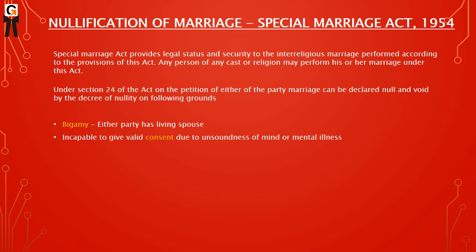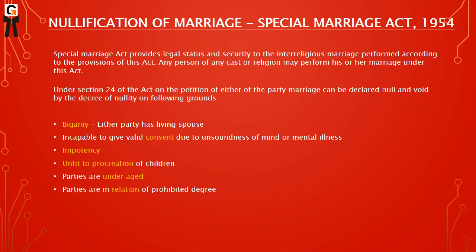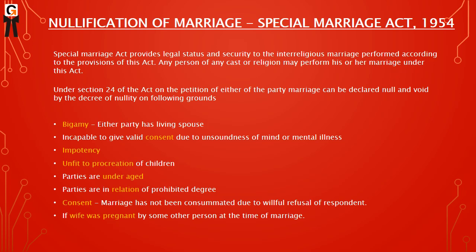Bigamy, either party has a living spouse; incapable of giving valid consent due to unsoundness of mind or mental illness; impotency, unfit for procreation of children; parties are underaged; parties are in a relation of prohibited degree; the marriage has not been consummated due to willful refusal of the respondent; the wife was pregnant by some other person at the time of marriage; consent of either party was obtained by fraud or coercion.